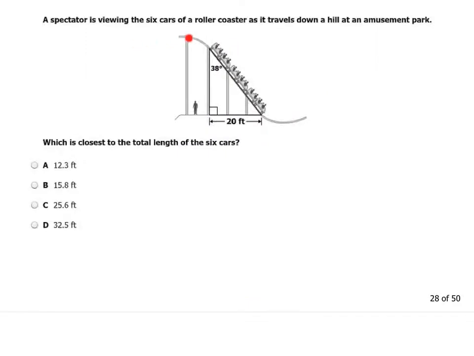Reading through the question here. What's the closest to the total length of the 6 cars? So it's really asking us what's the hypotenuse. I see a right triangle, so I'm either going with Pythagorean's theorem or trig. Well, since I only have one side, I will not be using Pythagorean's theorem. So this is 20 and this is 38.